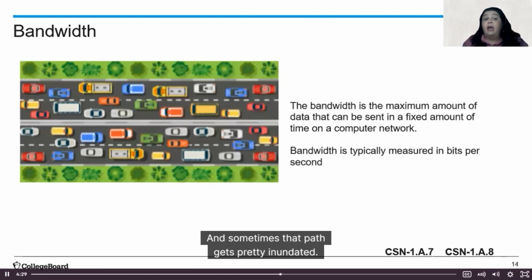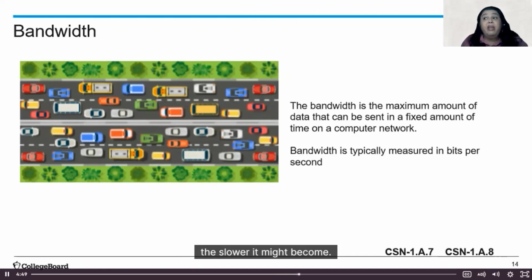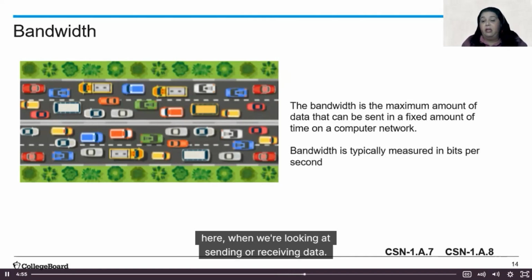And sometimes that path gets pretty inundated. Actually, we call this bandwidth, the speed in which the packet and the information will flow. And we measure this by bits per second. And if you can think about rush hour traffic and getting on the highway, the more information that gets on the highway or the avenue in which the information is flowing on the path, the slower it might become. So bandwidth actually becomes kind of important here when we're looking at sending and receiving data.